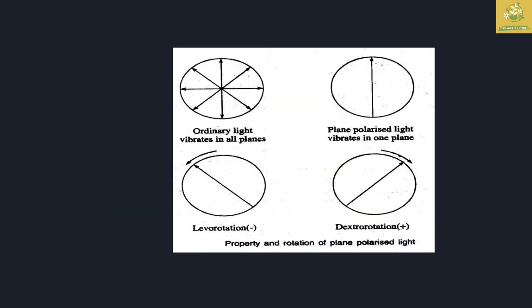So you can see the optical activity of ordinary light, which vibrates in all directions, and the plane polarized light, which is a single standoff ray. The levo is the negative, where the light is turned to the left side, and the dextro is the positive, where the light is turned to the right side. So the specific rotation is the next topic of optical rotation.